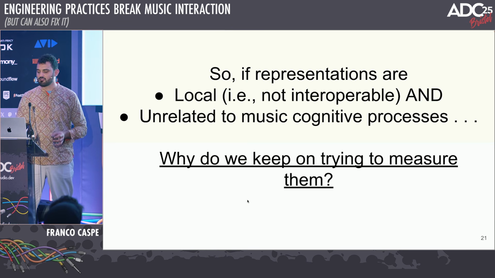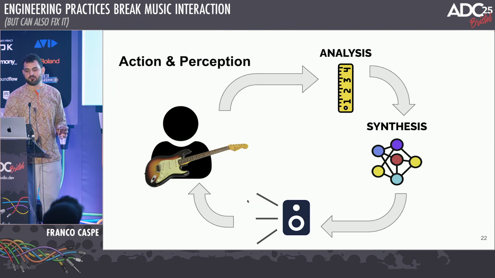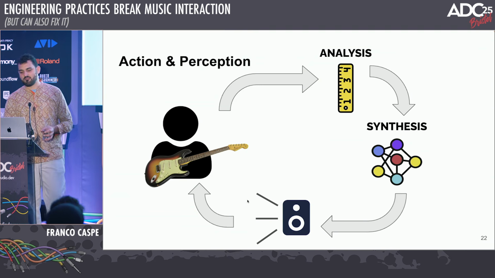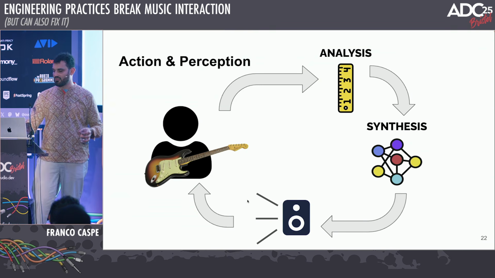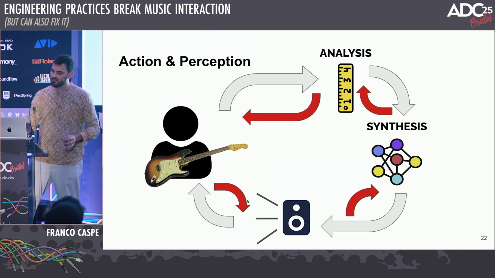Great. So if representations are local, which means non-interoperable, and completely unrelated to music cognitive processes, then why do we keep on trying to measure them? Because, again, there's a loop of action and perception when I'm trying to play guitar with this thing, right? We have the measurement side, the synthesis side, the output, and of course, all these decisions can kind of bite back at me.